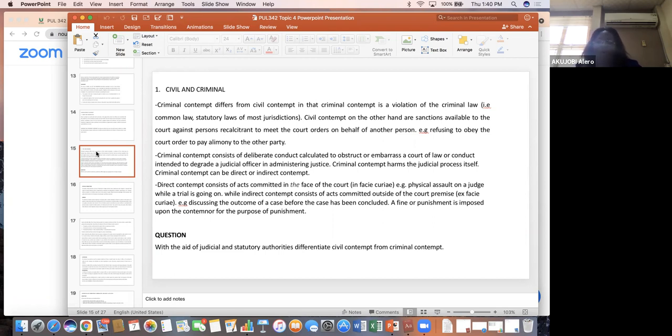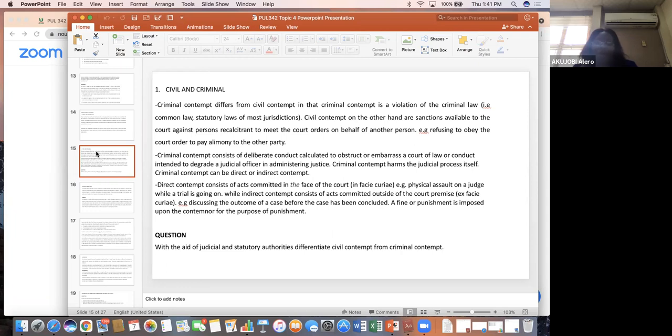Or when you see the judge and you tell the judge that he's already taking sides, and you can see that the judge is not prepared to listen to you, of course, those are direct contempt. Those are criminal contempt, you know. So criminal contempt harms the judicial process itself. And again, criminal contempt can also be direct or indirect. So like I said, direct contempt consists normally in facie, that is in the face of the court, while the trial is going on. While indirect or constructive contempt, those are committed outside of the court premises.